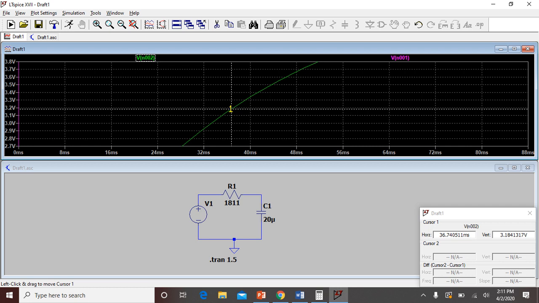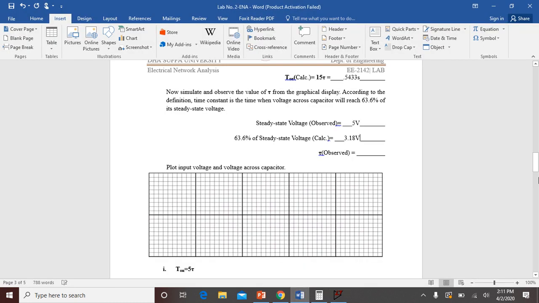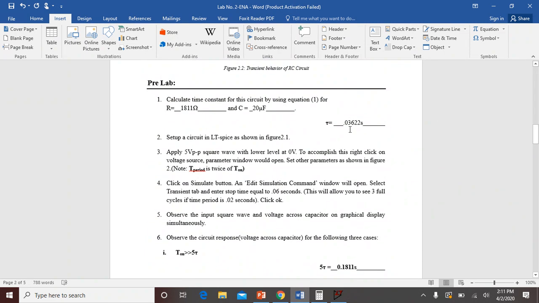Now the horizontal value we have observed. Since the horizontal axis is time, it is 36.74 milliseconds. Now I'm going to compare this value with the initial tau. We can say that it's almost similar.